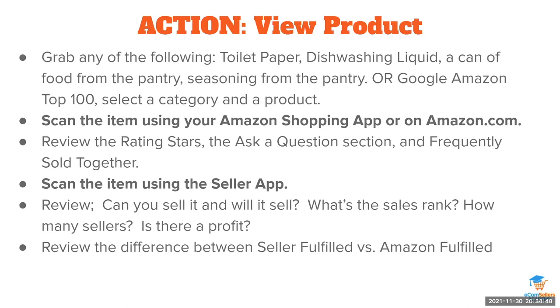And then, is there a profit? If you decide I'm going to do some retail arbitrage, I'm going to sell this item, is there any profit? So we're going to walk through that exercise. If you didn't already pull something out, pull it out. We're going to step through those things, and then review on your Amazon seller app the difference in potential profit if you do merchant fulfilled or seller fulfilled versus FBA.